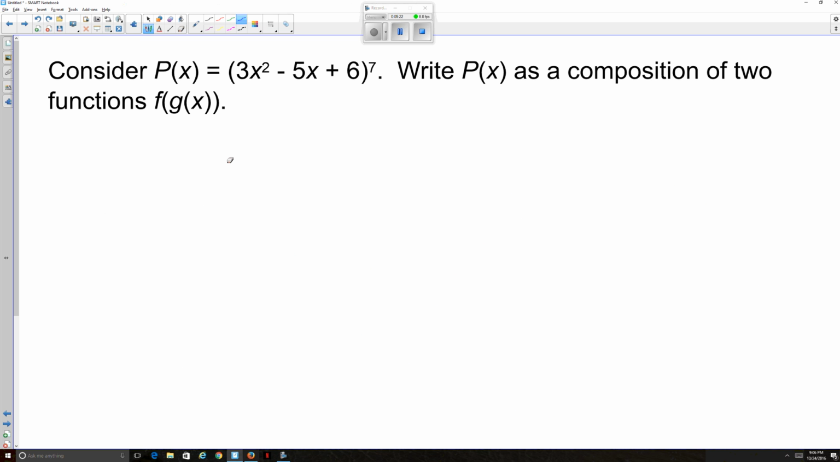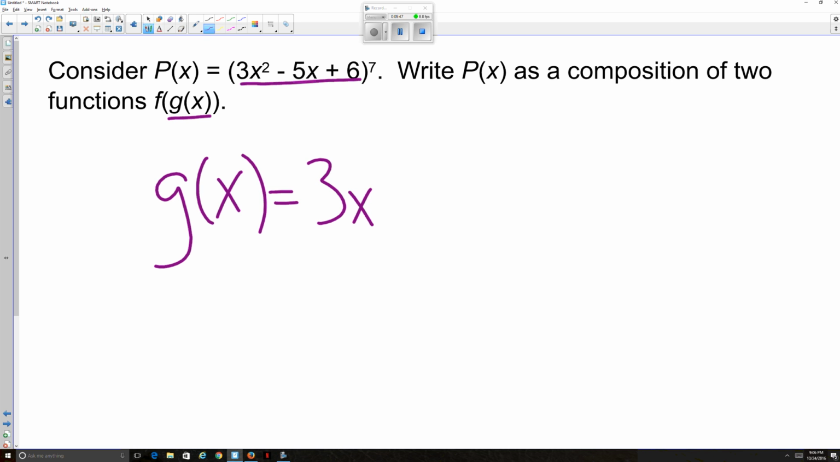All right, second type of thing we're going to look at today. Here's a function, 3x squared minus 5x plus 6, to the 7th power. We want to write this as a composition of two functions, f of g of x. Notice that g of x is inside parentheses. What's inside parentheses is this function right there. So we're going to write g of x equals 3x squared minus 5x plus 6.